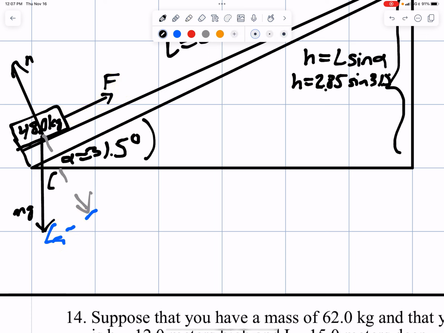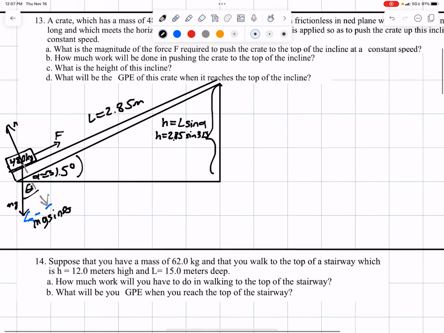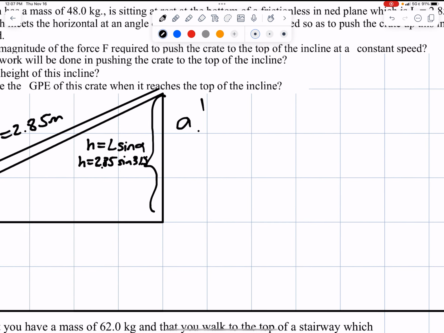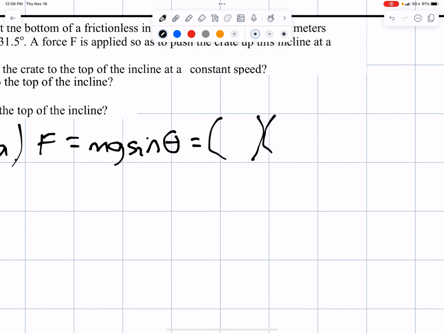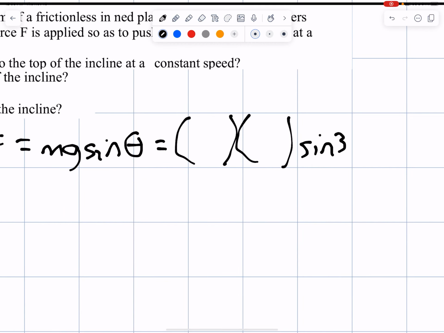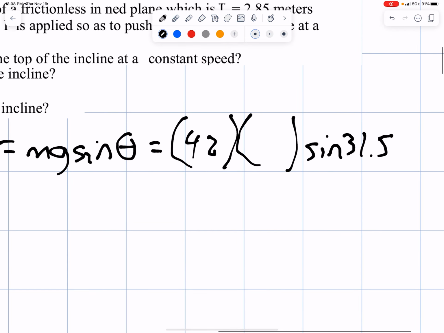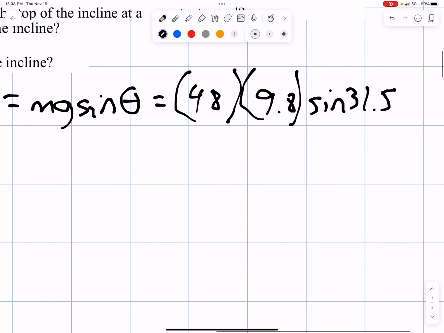Okay, and that would be, if this is angle theta, that means the blue component would be mg times the sine of theta. So part A, F is going to balance mg sine of theta. Okay, that's what we're going to plug into. The angle was 31.5 degrees, the mass was 48 kilograms, times 9.8. All right, please take a second to put that in your calculator.